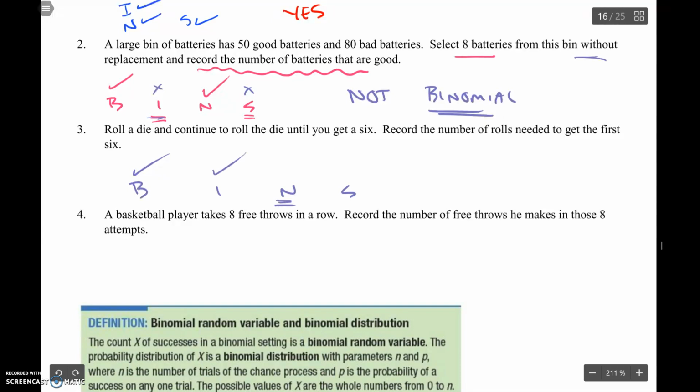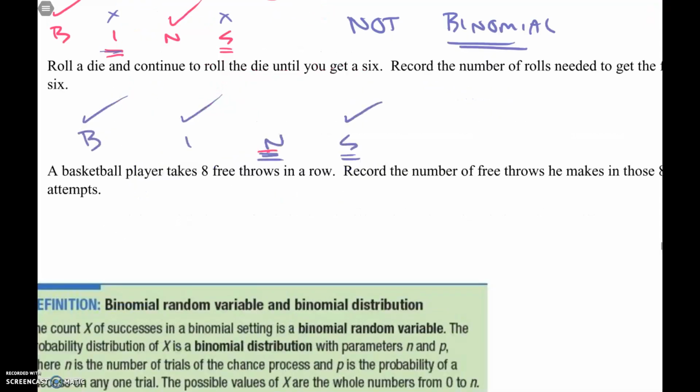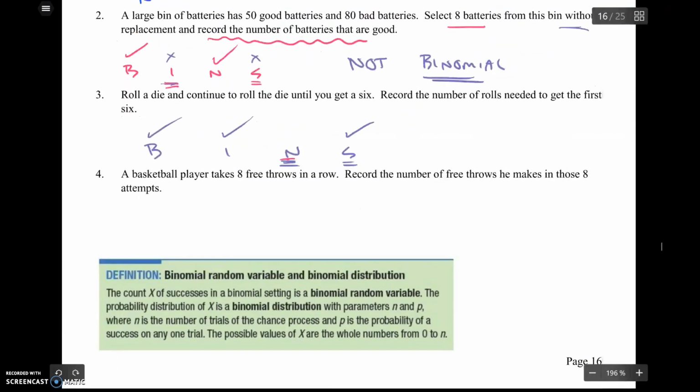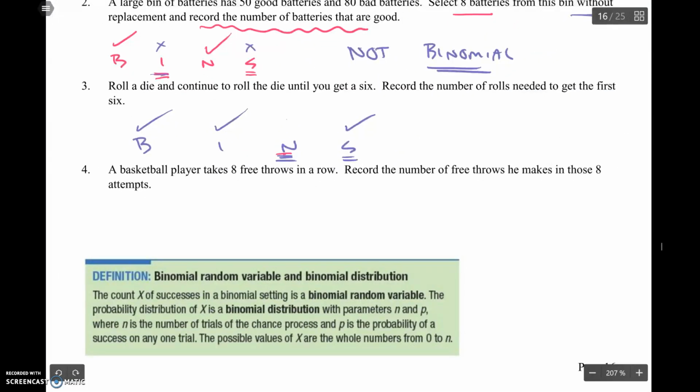Set number of trials, we got a problem. Probability of success is the same. Probability of getting a 6 is the same each time you roll. However, we're going to keep rolling until we get a 6. So maybe we get our 6 on the first roll. That would be one trial. Maybe it takes us 10 rolls before we get our first 6. That would be 10 trials. So we don't have a set number of trials.